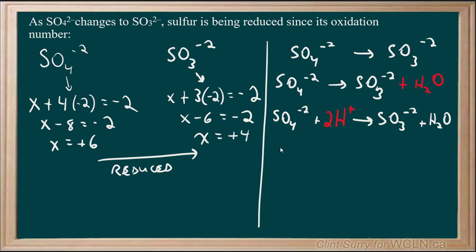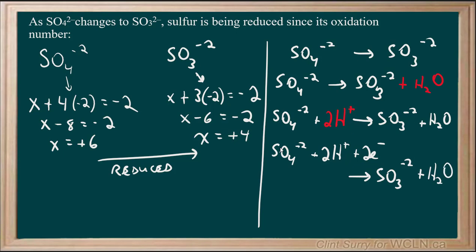So in order for this to balance, I'm going to have SO4 minus 2 plus 2H plus, and I have to add my 2 electrons here in order to get my SO3 minus 2 plus H2O. And that balances. Again, we can see it's being reduced because the electrons are on the left side, so it's being reduced by 2 electrons.